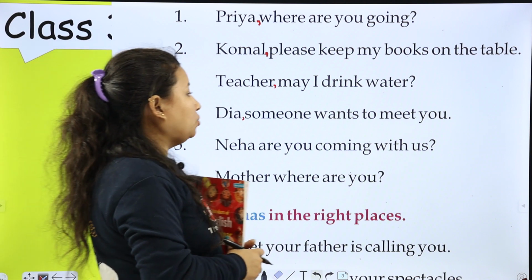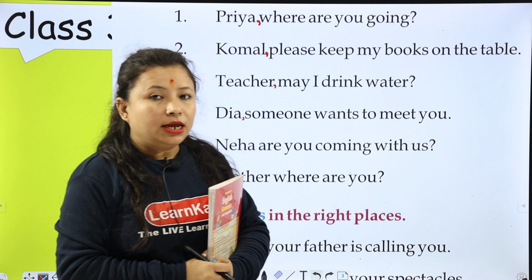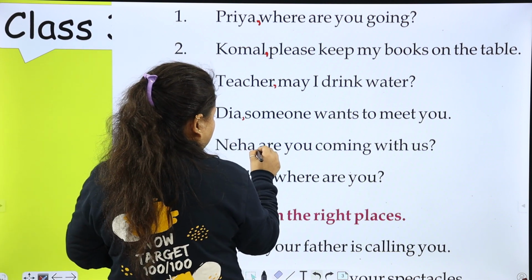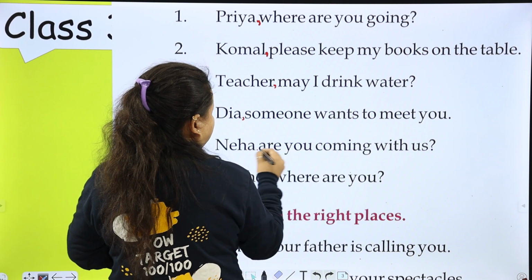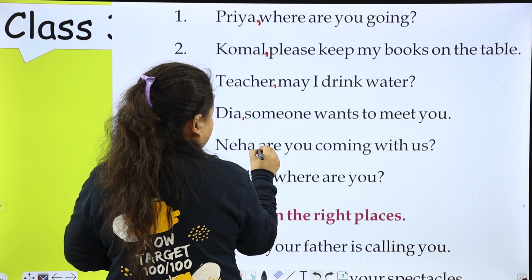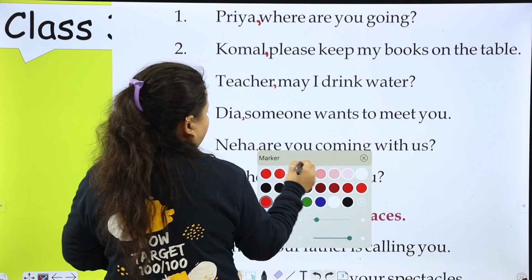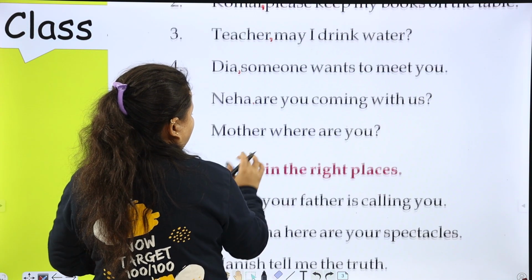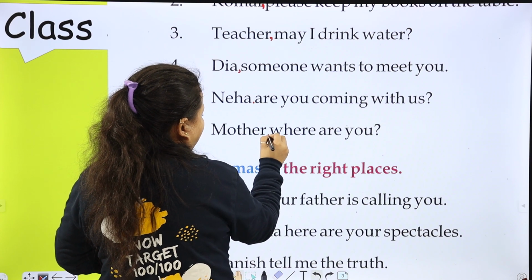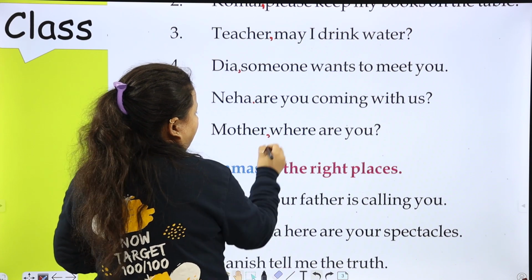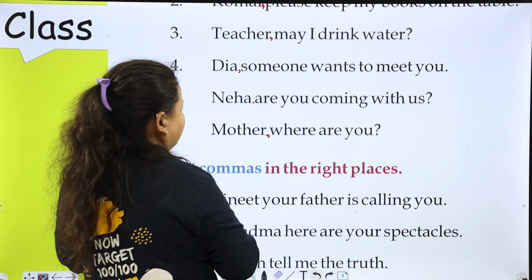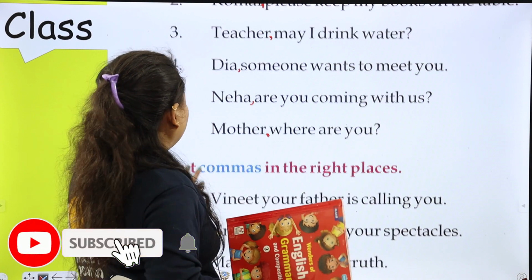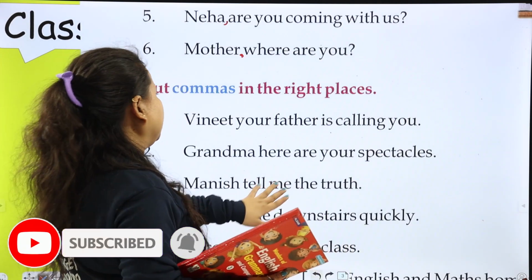Neha, are you coming with us? So Neha and a slight pause. Next is, mother, where are you? Mother, again a pause. Where are you? It is looking like a comma, na? Put commas in the right places.